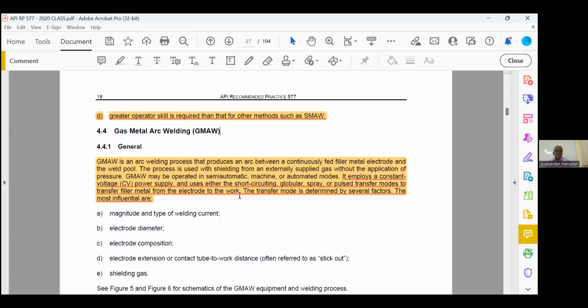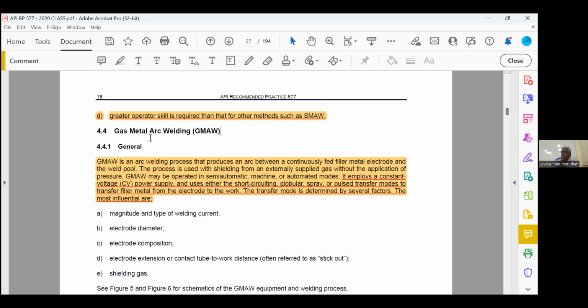Then we'll go to the gas metal arc welding, GMAW. Now, what is GMAW? Arc is initiated between a continuously fed wire and the base metal, through what we call a gun. If you are not familiar with welding, there are a lot of YouTube videos available. You can check the videos. And the shielding is provided with an inert or active gas. We can use CO2 also.